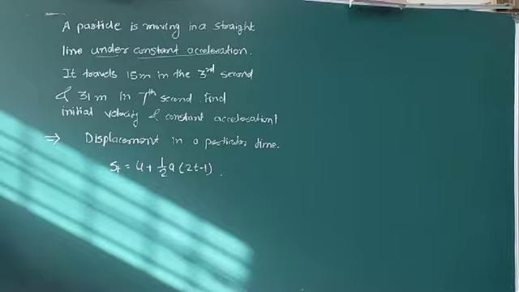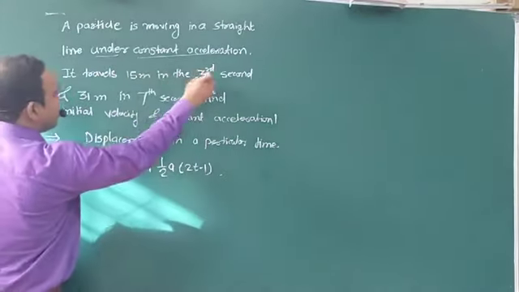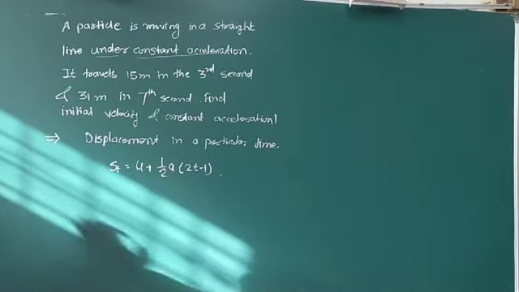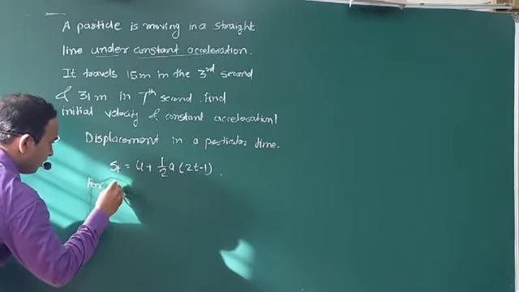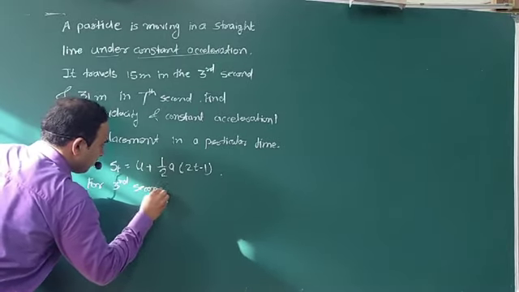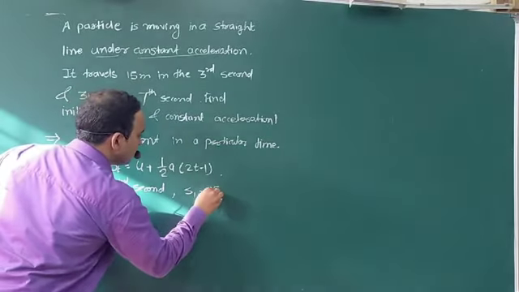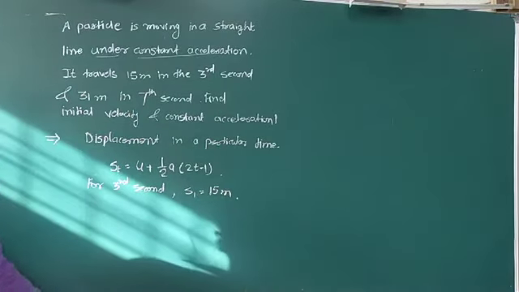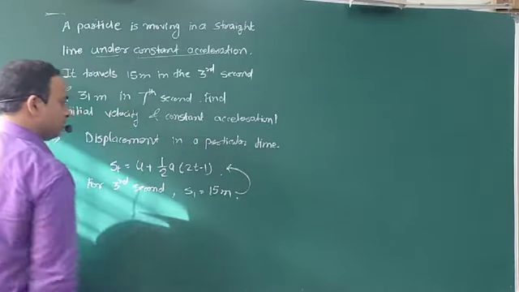Now see here that the particle moves 15 meters in the 3rd second. So for that 3rd second, the displacement S3 is equal to how much? 15 meters. So now substituting this value in this equation.